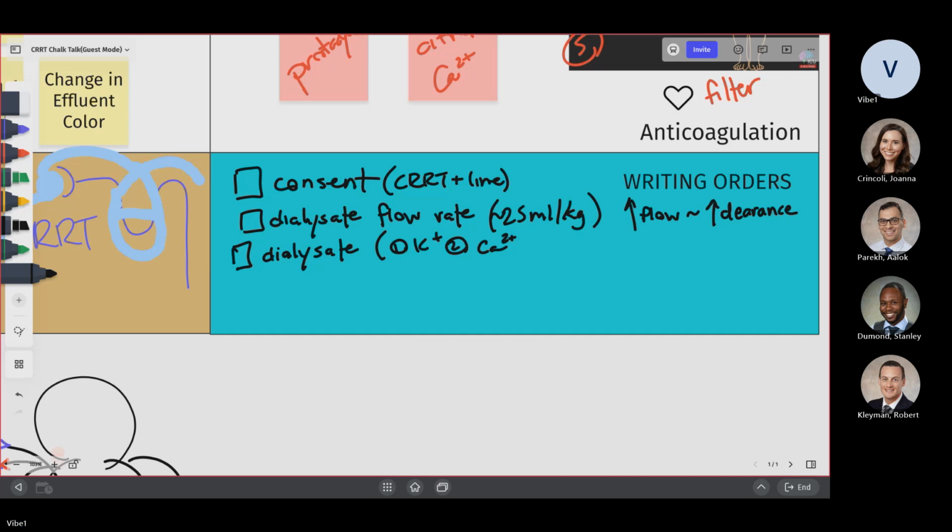Let's say if a patient's potassium is 6, you want to use a 2K bath. If the patient's potassium is a little bit lower, you can choose whatever bath, but you just want to neutralize it accordingly. The higher the patient's potassium, the lower the bath you're going to use.